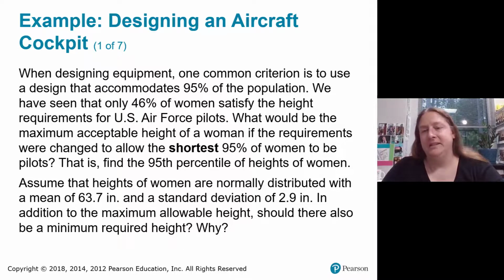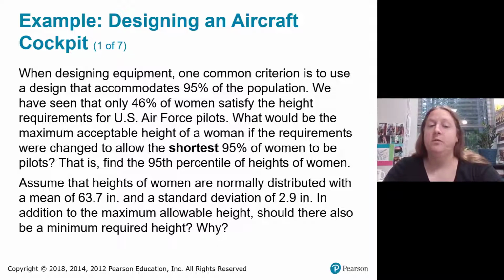So let's take a look at an example here. So designing an aircraft cockpit. When designing equipment, one common criterion is to use a design that accommodates 95% of the population. We have seen that only 46% of women satisfy the height requirements for U.S. Air Force pilots. What would be the maximum acceptable height of a woman if the requirements were changed to allow the shortest 95% of women to be pilots? That is, find the 95th percentile of heights of women.